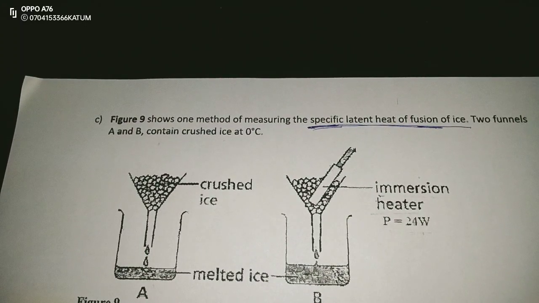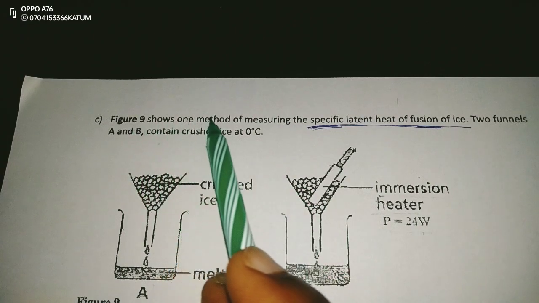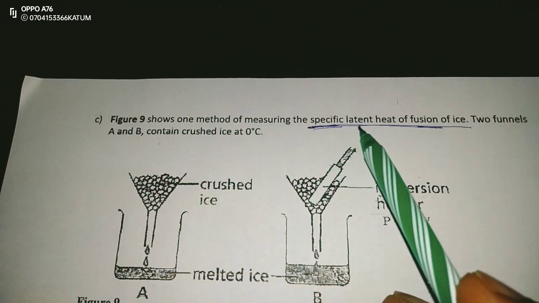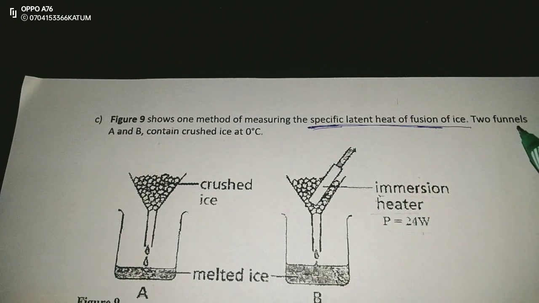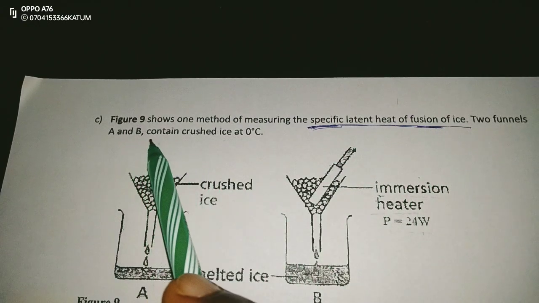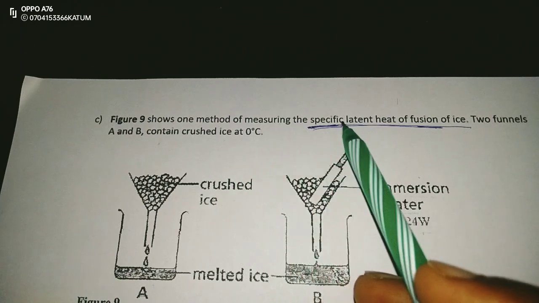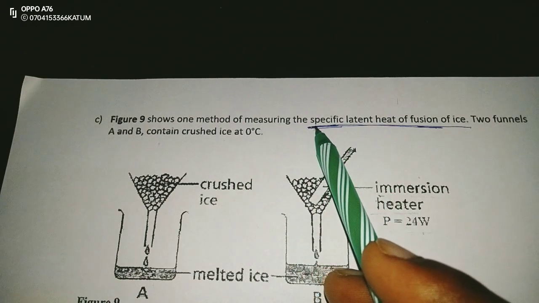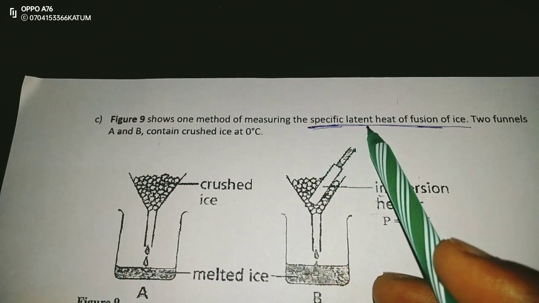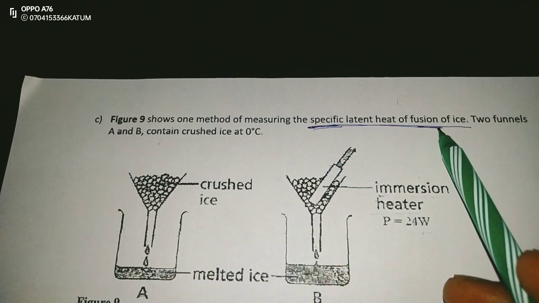We're going to study quantity of heat. In part C, figure 9 shows one method of measuring the specific latent heat of fusion of ice. Two funnels, A and B, contain crushed ice at 0 degrees Celsius. We are determining the specific latent heat of fusion of ice.